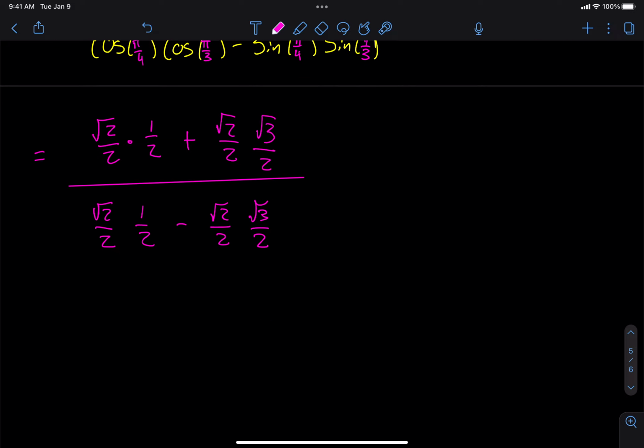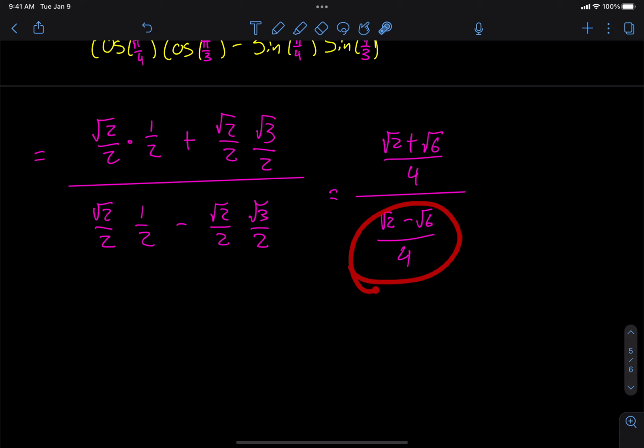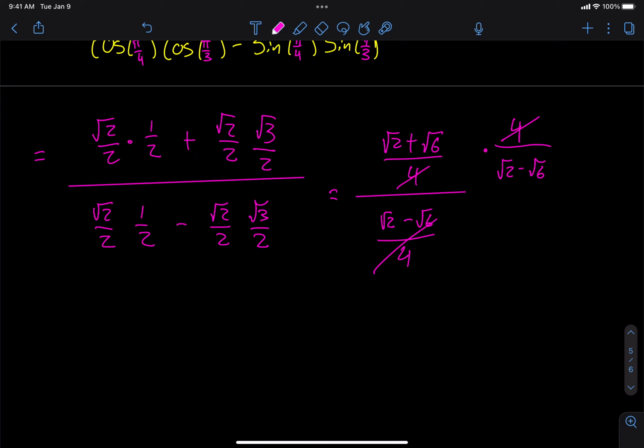Okay, so if I wanted to simplify this a little bit, we could get something like root 2 plus root 6 over 4 divided by root 2 minus root 6 over 4. And then we could rewrite that as, okay, dividing by this is the same as multiplying by the reciprocal. So I'm going to instead multiply times 4 over root 2 minus root 6. And I'll cancel the 4's. And I'll end up with root 2 plus root 6 over root 2 minus root 6.